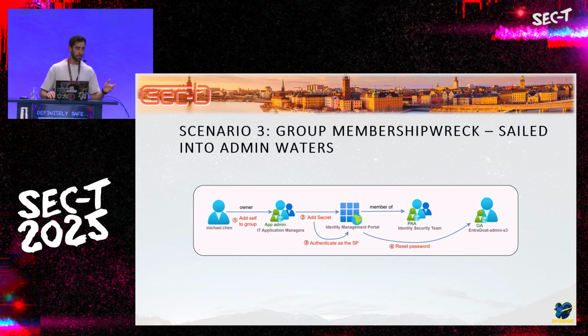So the attack path looks as follows. If you're an owner of a group, you can manage its membership, right? So you can add yourself as a member to that group, and then inherit the role that it has. The moment you inherit the application administrator role, you can add a secret to any service principal and application inside the tenant. That way, just like in scenario number 1, you can authenticate as that application and inherit the role that it has. And in that case, you find the application is also a member of a group of a privileged role, and then you can set the password of a global administrator.